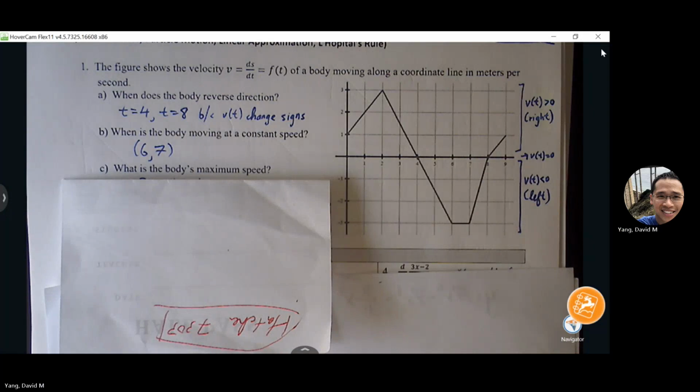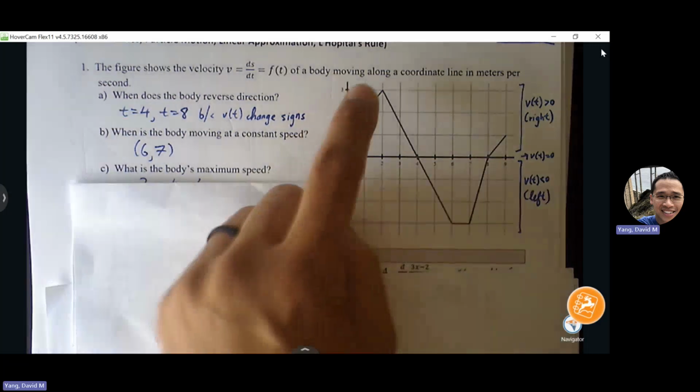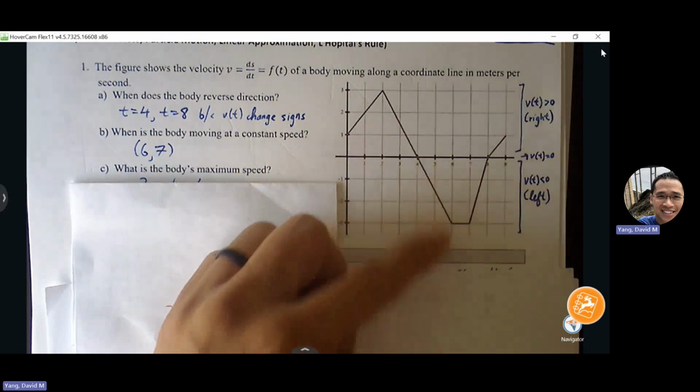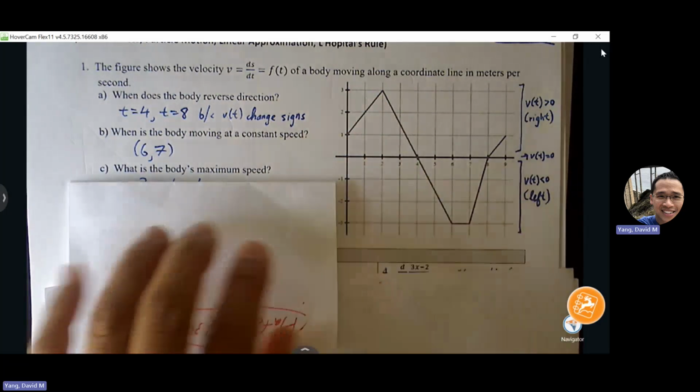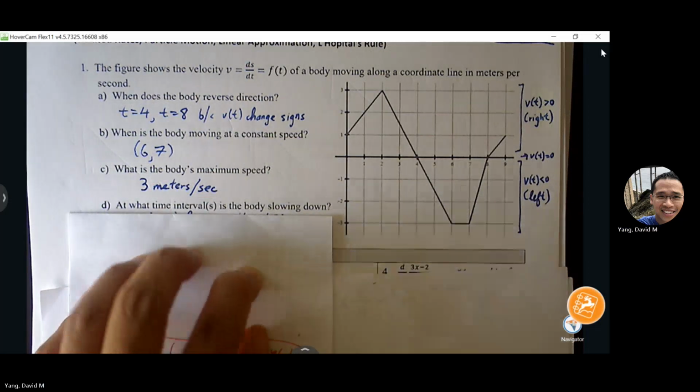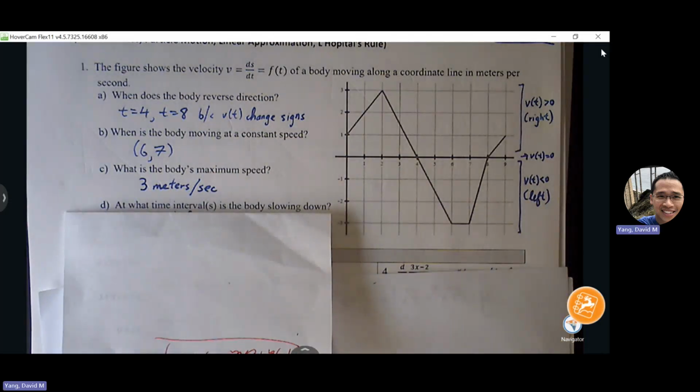Okay. What is the maximum speed? Yeah, so we have velocity equals 3, velocity equals -3. Those are both equivalent in terms of speed, right? They both are 3 meters per second in terms of speed. You just take the absolute value. That's right. Absolute value of velocity is speed.